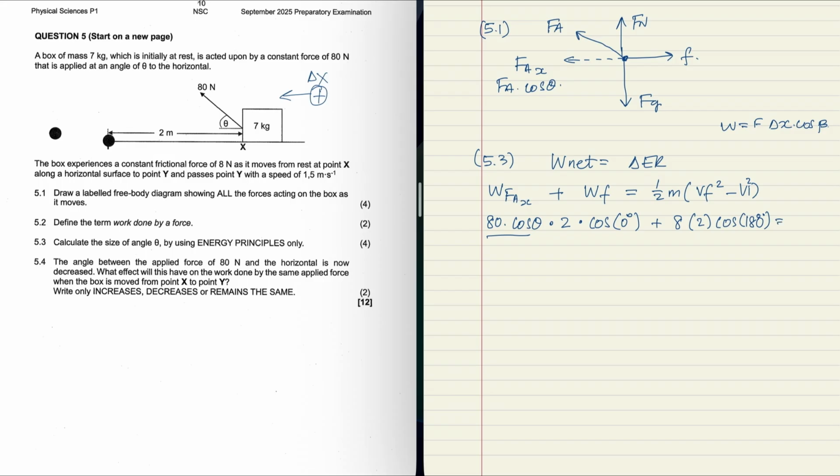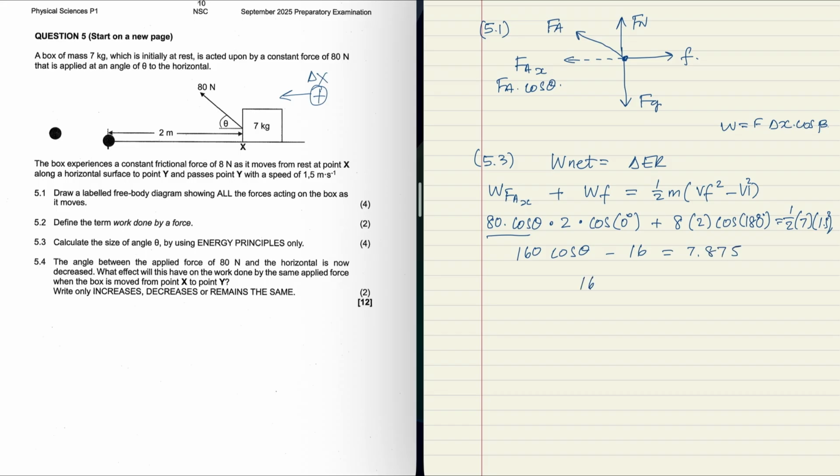And that's going to equal half, the mass is 7, the Vi is 0, so it's simply going to be Vf squared, so 1.5 squared. Now we can simplify a bit. We're going to get 160 cos theta minus 16 is going to equal, this is 7.875. We can then simplify.